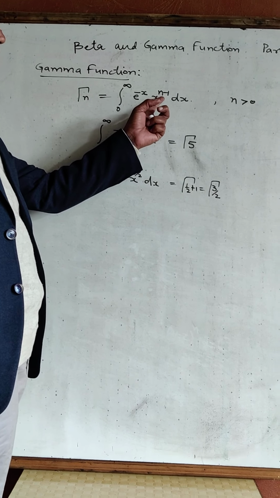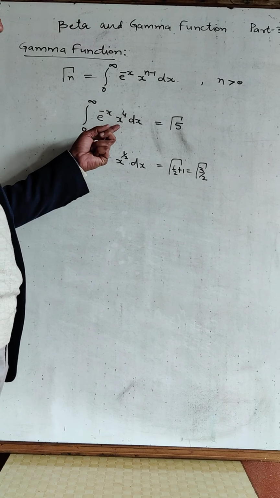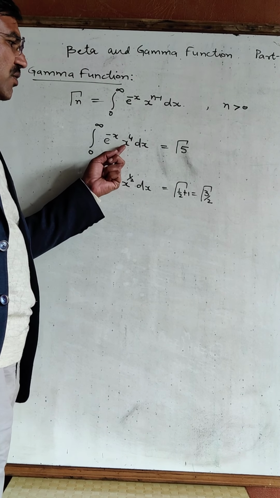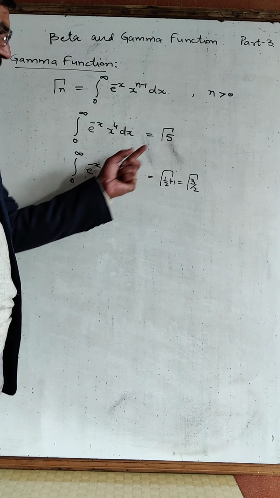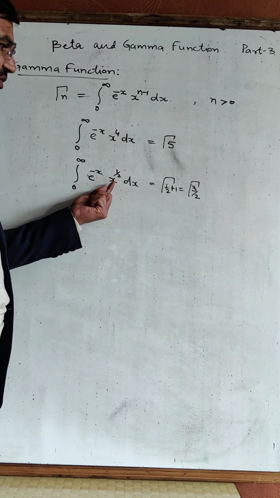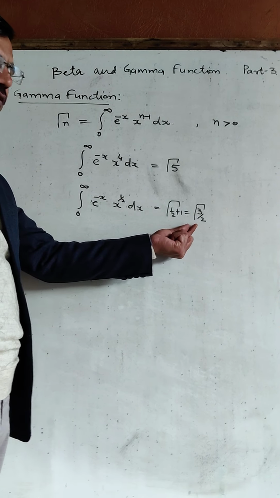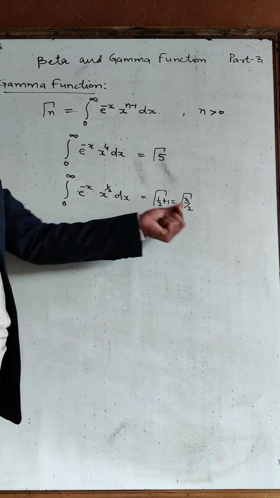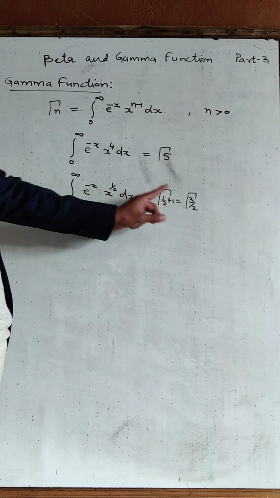Here it was n minus 1, and here we write gamma of n. Same thing is done here. Here the power of x was 4 and we write it as gamma of 5. Here the power of x was 1 by 2. Then when we write it in the form of gamma function, we write it gamma of 3 by 2. So we will increase the power by 1.